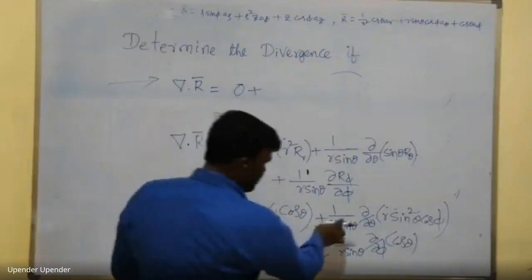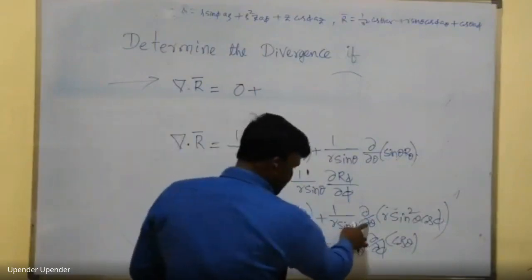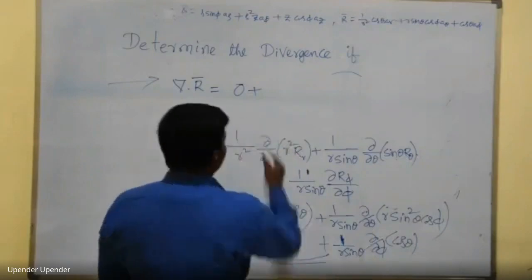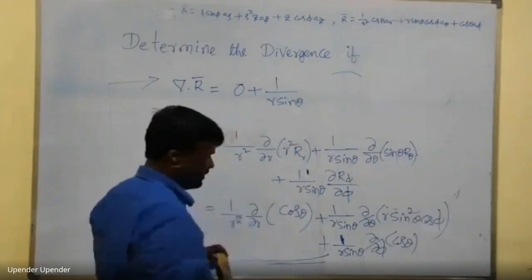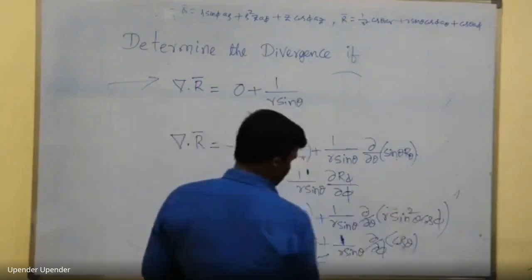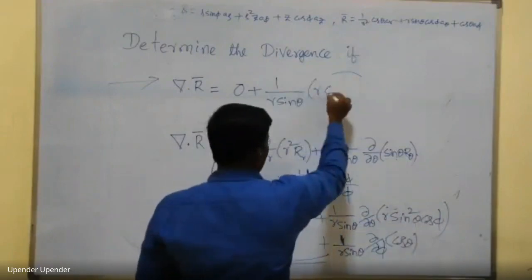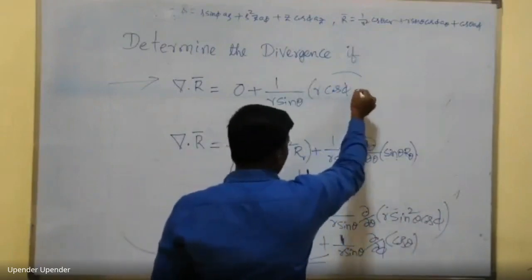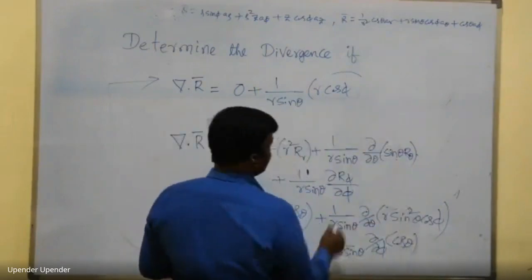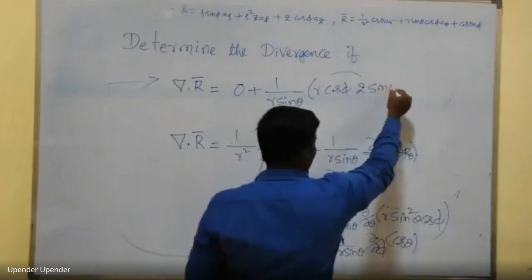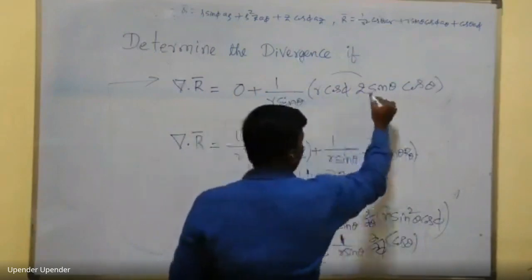Next, move to this term. Differentiation with respect to what? That is partial differentiation with respect to theta. You have 1 by r sin theta, dou by dou theta of this one. R and cos phi are treated as constants, so I am writing R and cos phi here. The remaining part is differentiation of sin square theta with respect to theta, which gives 2 sin theta cos theta.